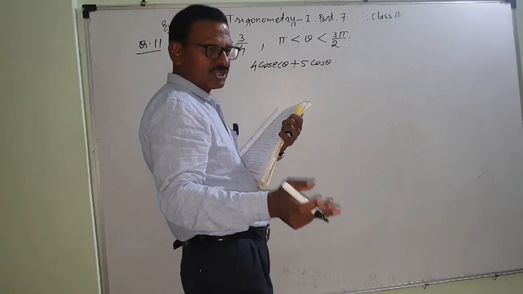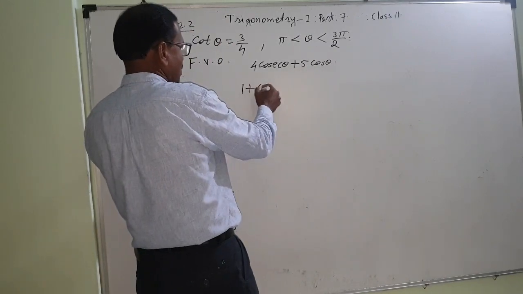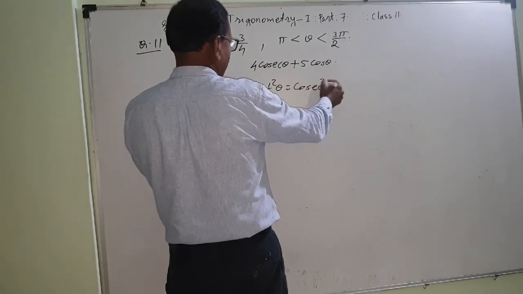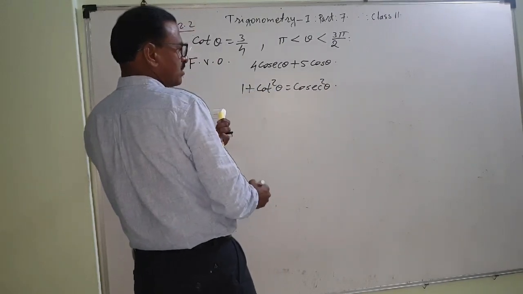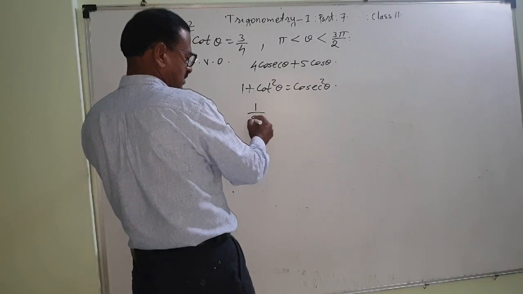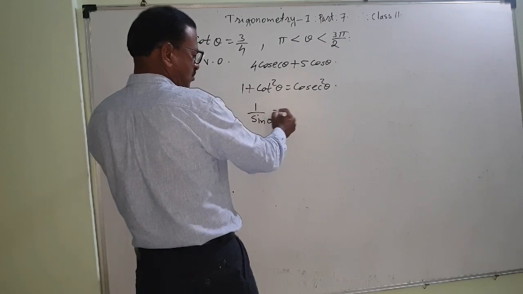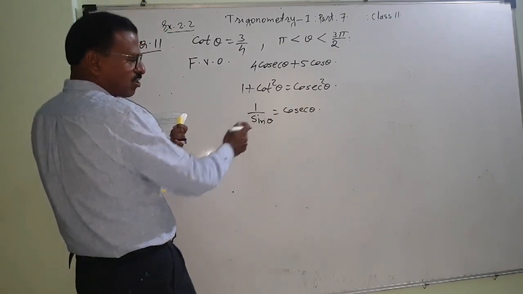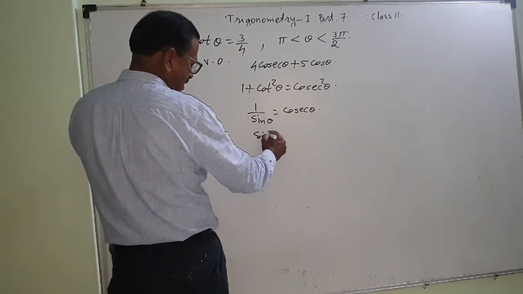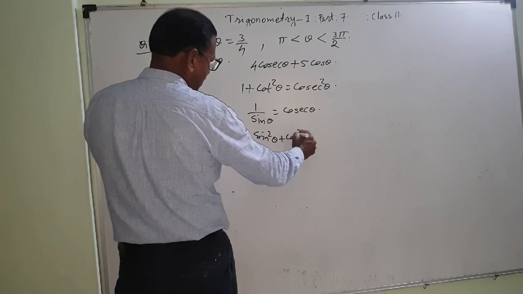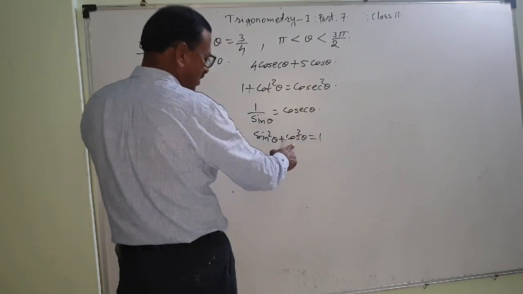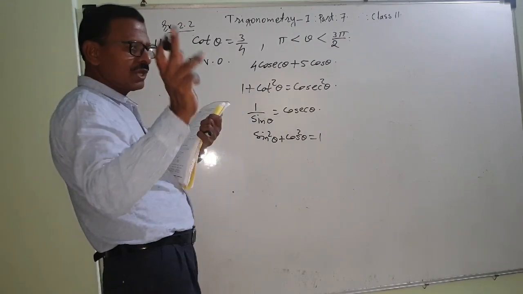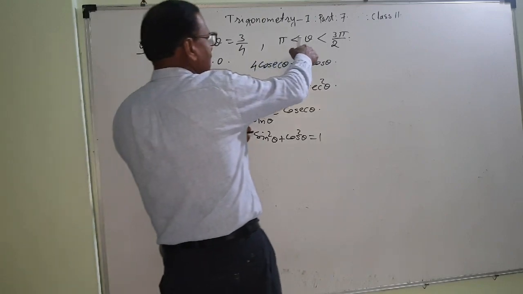Sine square theta plus cos square theta is equal to 1. See, 1 plus cot square theta is equal to cosec square theta. Now you got cosec theta, and 1 upon sine theta is equal to cosec theta, that means you have got sine also. Then you will employ sine square theta plus cos square theta is equal to 1, and from that you can find cos theta. Then you put the value, but only remember that the angle is in the third quadrant.